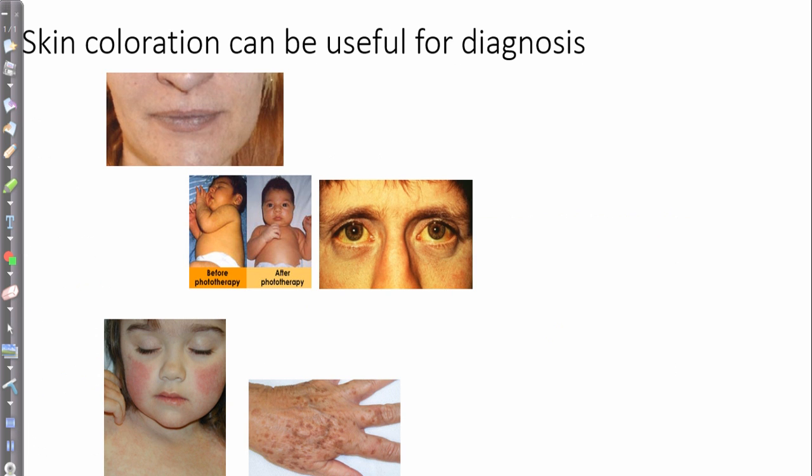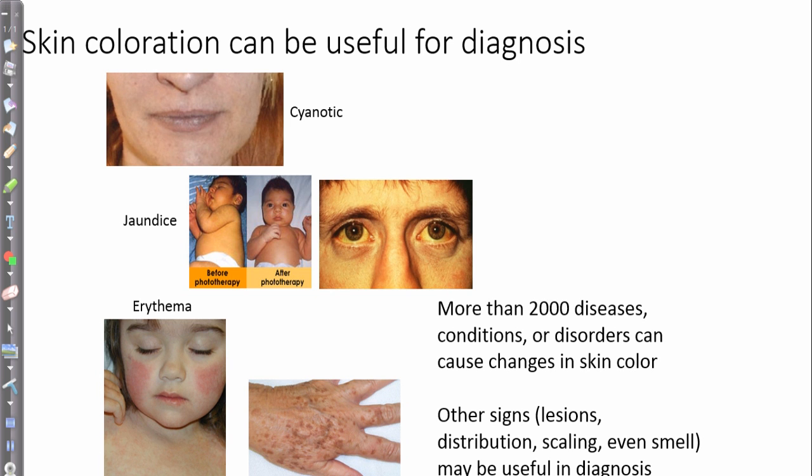Skin color can be useful for diagnosis, and I'll just point out some examples here. You can note here by the color of her lips that she is cyanotic. We have here phototherapy, and you can notice the yellow in the eyes here, associated with the coloration of jaundice. Down here you see the coloration in the cheeks that we associate with a condition called erythema, and down here you probably recognize that as liver spots, even though of course there's not a liver disease there. It's just long-term freckling effects that we associate with sun exposure.